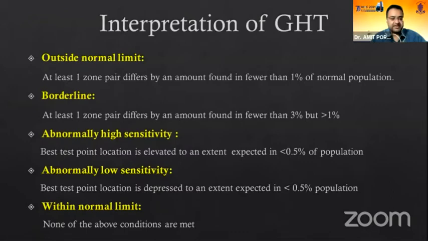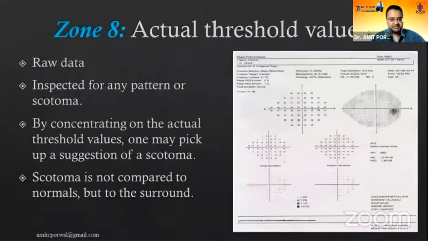Borderline, which means at least one zone pair differs by an amount found in fewer than 3%, but more than 1%. Abnormal high sensitivity: the best test point location is elevated to an extent expected in less than 0.5% of the population. Abnormal low sensitivity, which means the best test point location is depressed to an extent expected in less than 0.5% of the population. Then you have within normal limits, that is none of the above conditions are met. So there are the five interpretations of the glaucoma hemifield test: outside normal limits, borderline, abnormal high sensitivity, abnormal low sensitivity, and within normal limits.